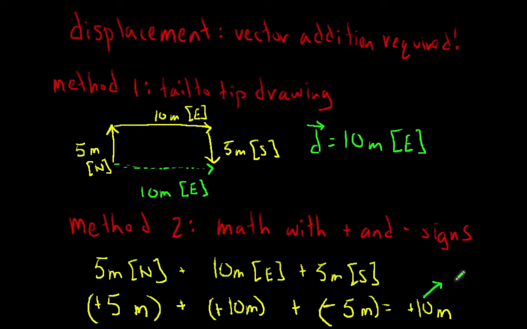But we have to change this positive sign back into a direction, and we take it to be east because that's what our diagram suggests it should be. So displacement is 10 meters to the east.